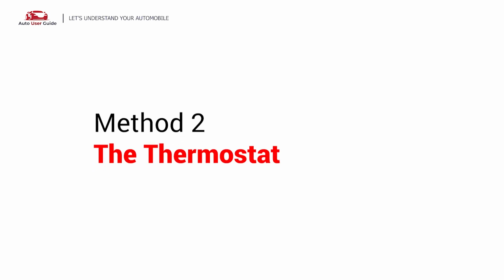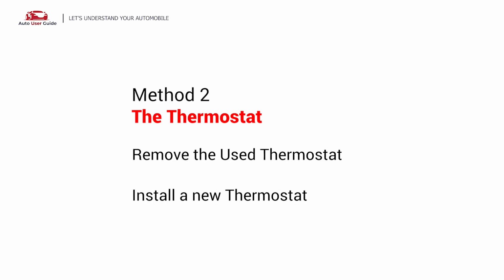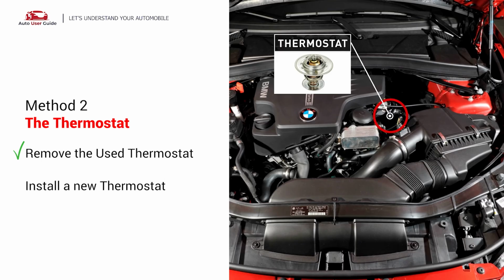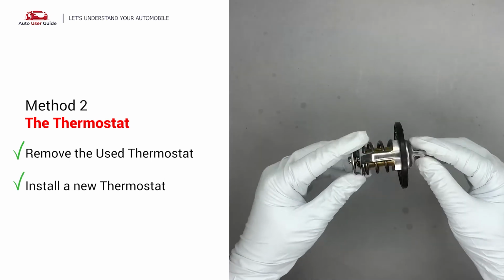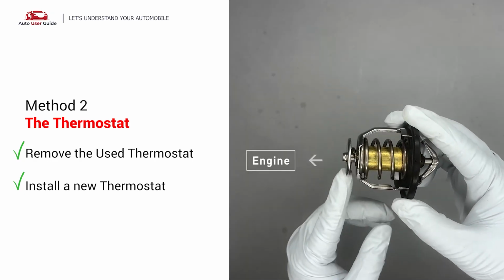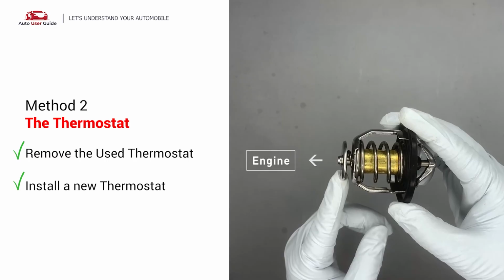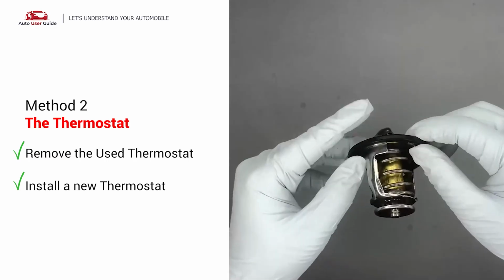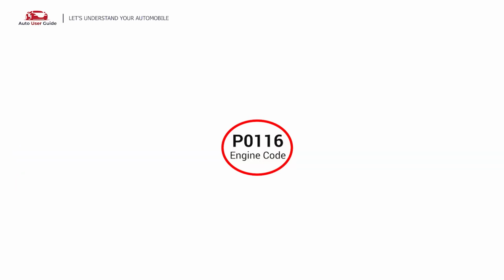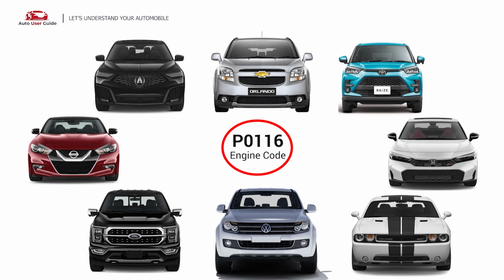The thermostat. In most cars, the thermostat is placed near the water pump on the cylinder head. First, carefully remove the thermostat from the engine. The engine has to be cool before attempting the process. Then install a new thermostat. You need to make sure the short end goes toward the hose and the deep end goes towards the engine when you install it back. Make sure the jiggle valve is pointed straight up to the top of the engine so the air can get through the system. This error code occurs in any OBD2 equipped vehicles, especially in those manufactured in 1996.